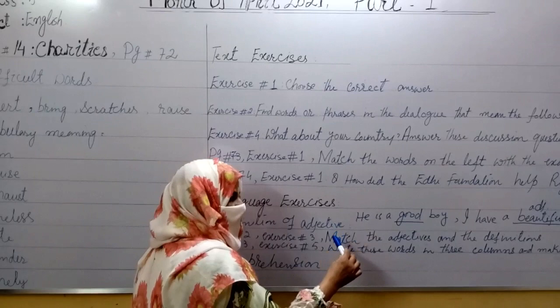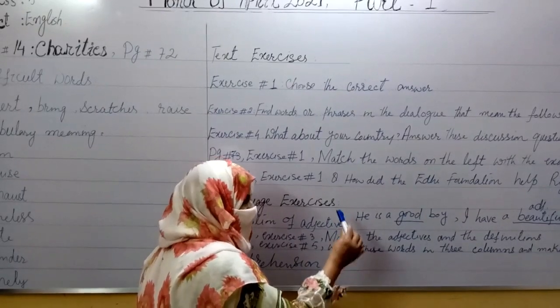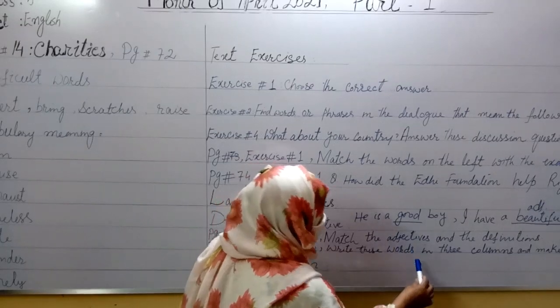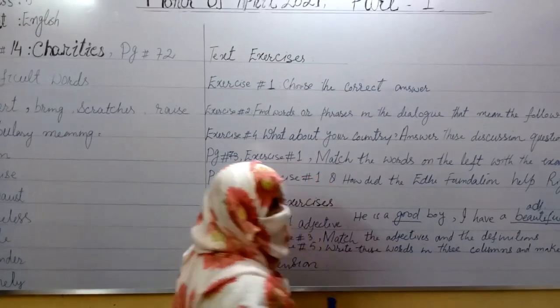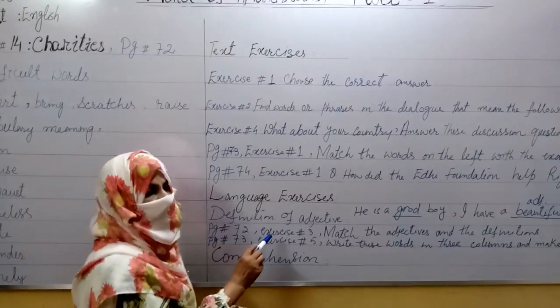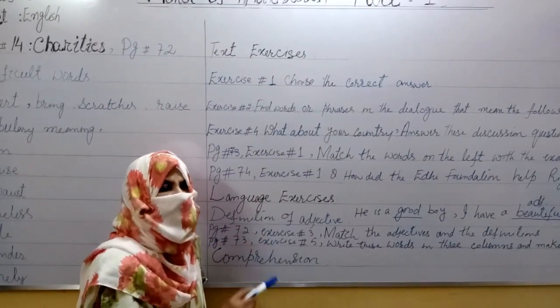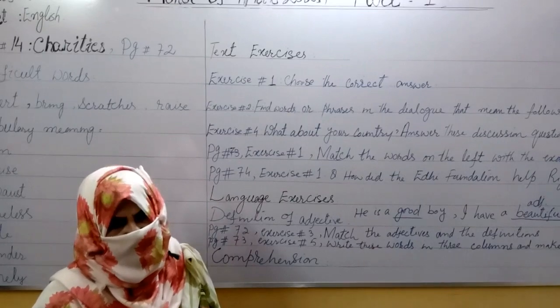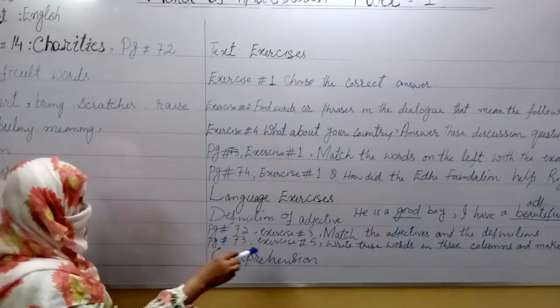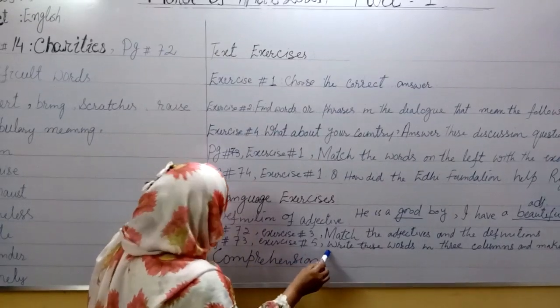Avoidable, that is, ends with able, so you have to write it in a separate column. Then less type words, you have to write in another column, and so on. And you have to use these words in your sentences. That is, you have to make sentences. Okay, beta? Now the grammar exercises end here.